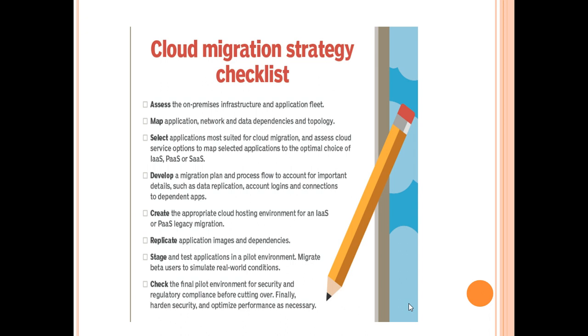We develop a migration plan, and then we need to create the appropriate cloud hosting environment for service. We replicate the data and the application images. Before we finally deploy and make it live, we stage and test the applications in a pilot environment. We migrate the beta users to simulate real world conditions. And finally, we check the final pilot environment for security and regulatory compliance before cutting over. We harden the security, and then finally, we make the cloud go live.